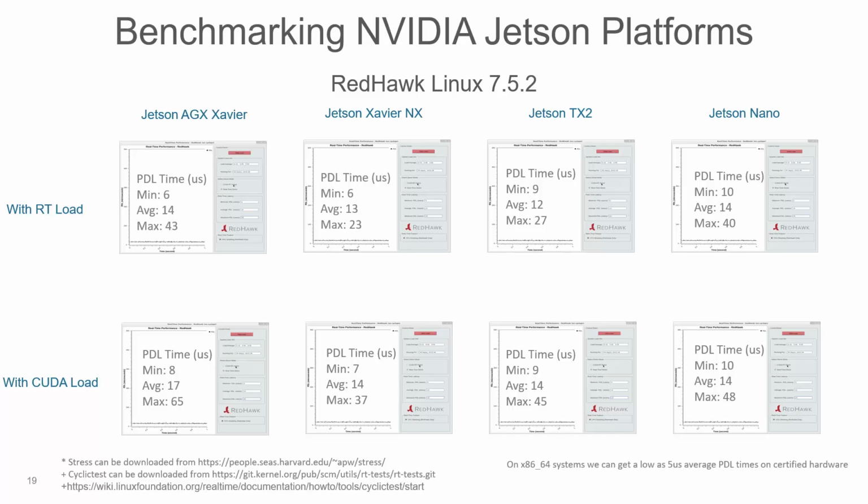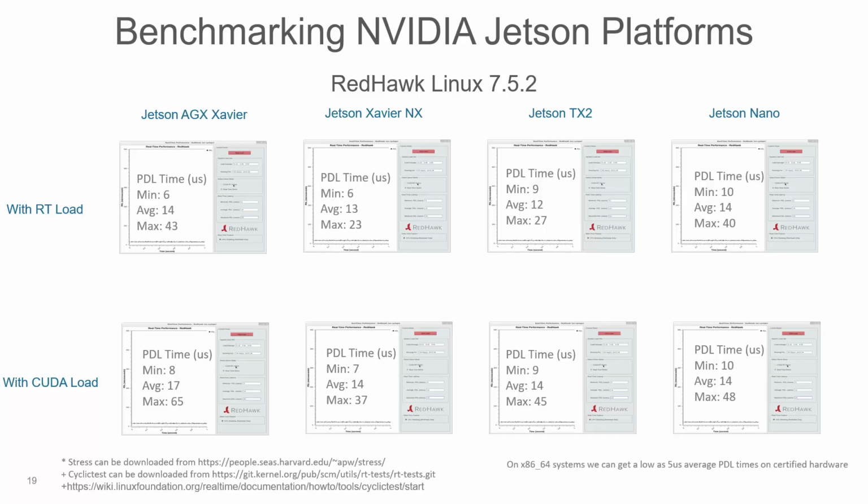Now that we understand shielding, let us look at some Red Hawk Linux benchmark results. These are open source tests to benchmark, and the links are in the slide for anyone to try on their system. PDL, or process dispatch latency, is a measure of how fast your process can respond to interrupts. As you see, the average PDL with and without CUDA loads on the system is around 15 microseconds across the family under Red Hawk Linux.